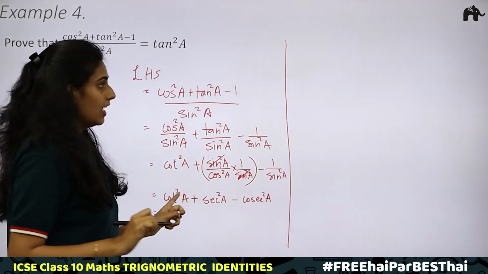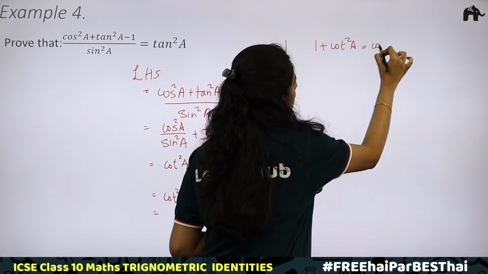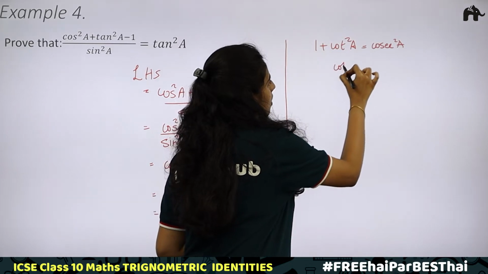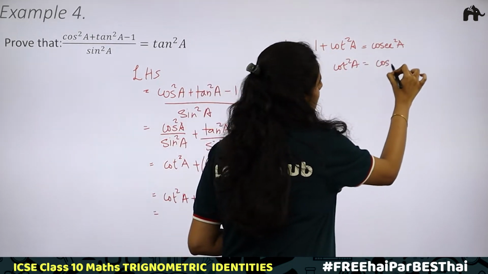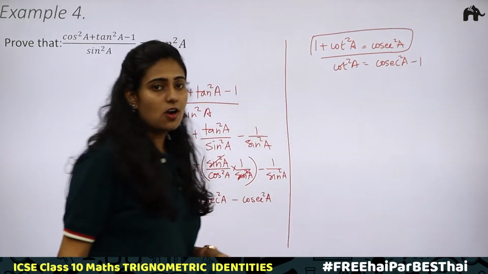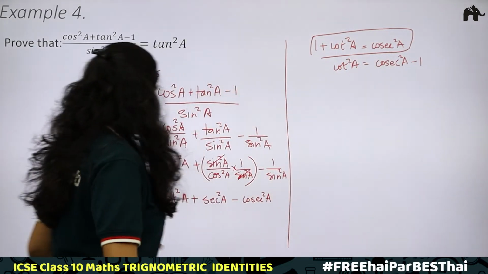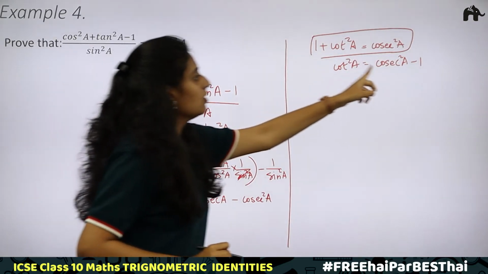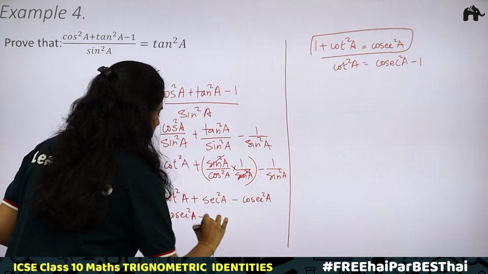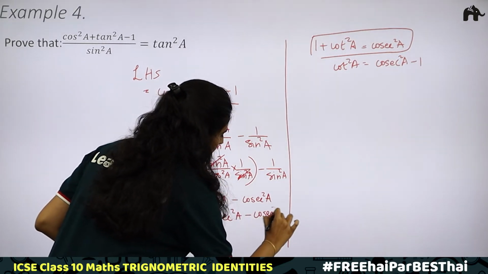What is cot square A? We have a relation 1 plus cot square A is equal to cosec square A. This is an identity we have studied. From this we can write cot square A is equal to cosec square A minus 1. Here we have cot square A, so I am going to substitute cosec square A minus 1. Cosec square A minus 1 plus sec square A minus cosec square A.